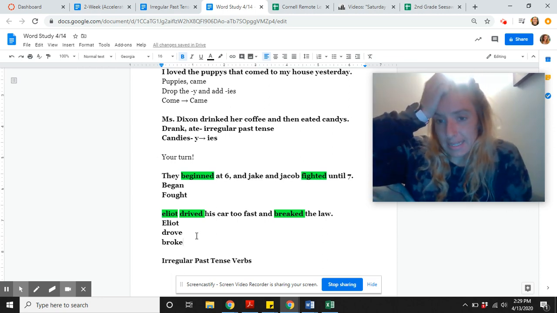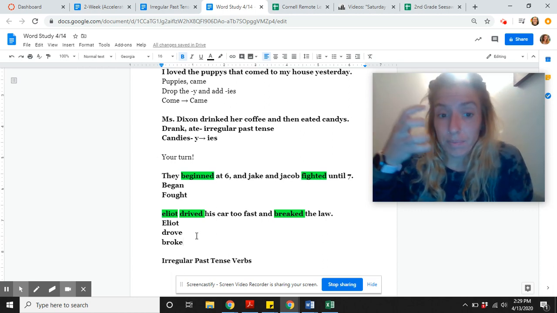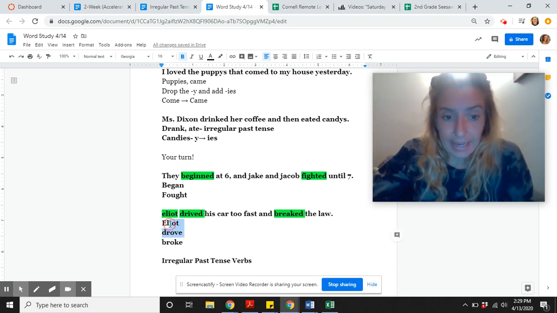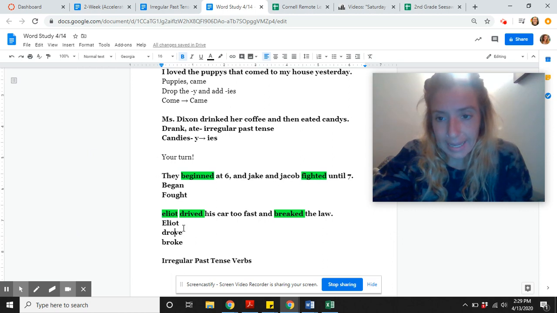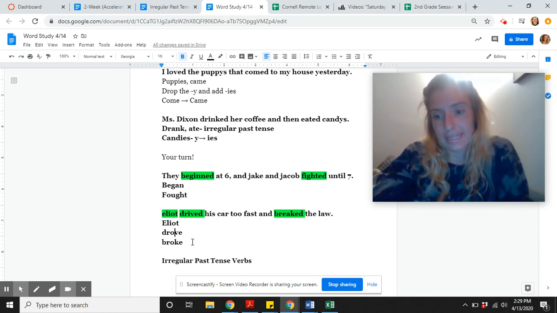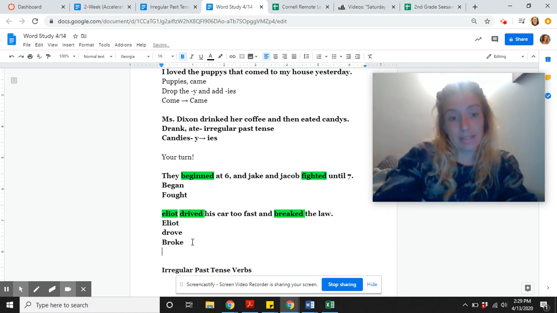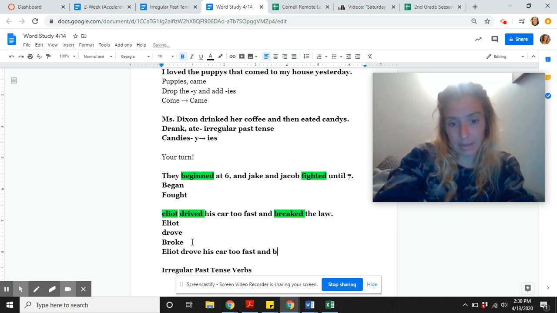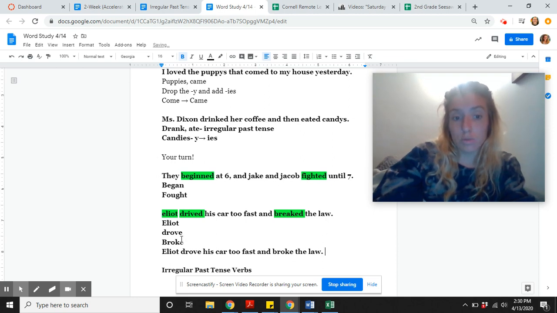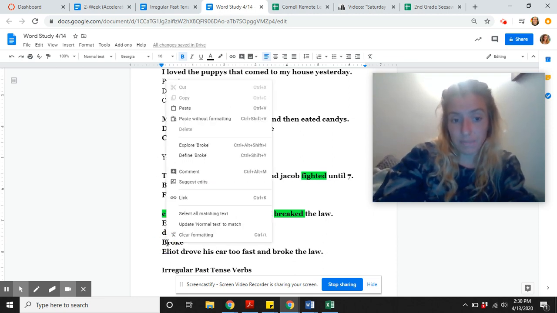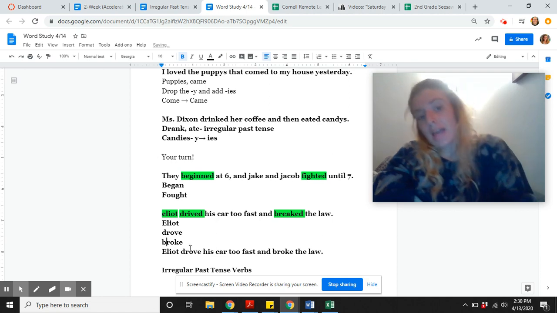Now, for your exit ticket, you're going to need to do some of these by yourself. You can either do it like I did here, where I just highlight the ones that were wrong and then write the correct answer, or you can literally rewrite the sentence if that's easier. Elliot drove his car too fast and broke the law. It's honestly whatever works best for you. You just need to tell me which ones were wrong and then fix them.